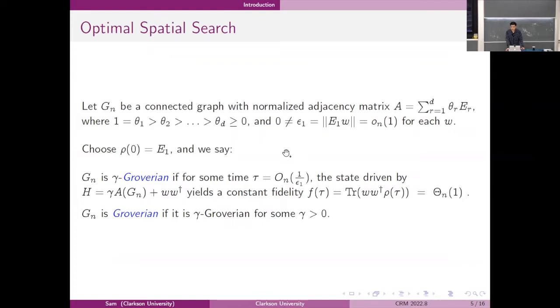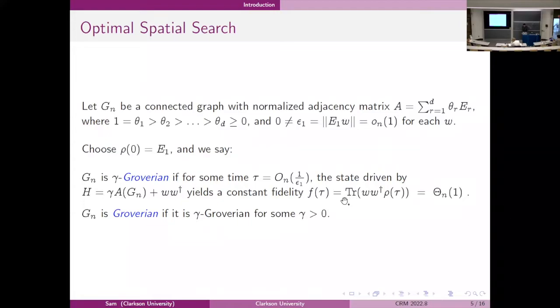Because we focus on the optimal search, we want to force the time to be the best we can have, and we actually sacrifice the fidelity here. It may not be probability 1, but as long as it's a constant, we are fine, because we can repeat the whole process a constant number of times. So this is gamma covariant, and we have to choose the gamma here. We call Gn covariant if it's gamma covariant for some gamma. So overall we just call it covariant.